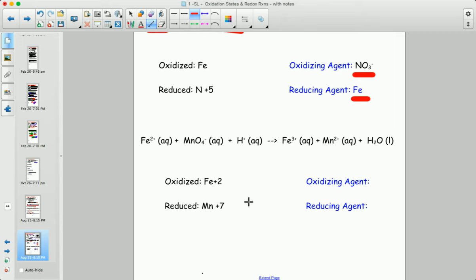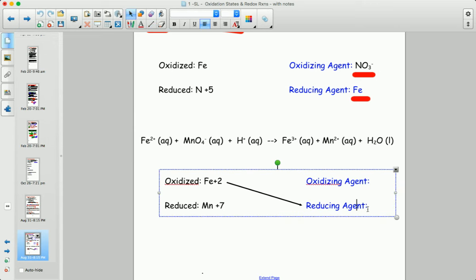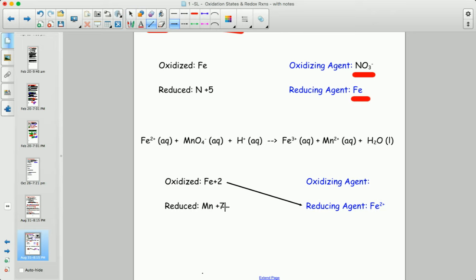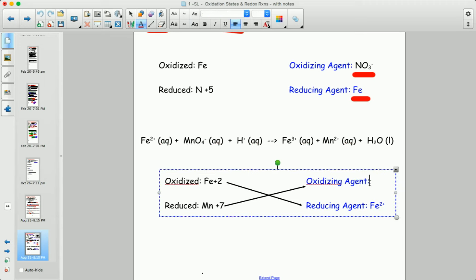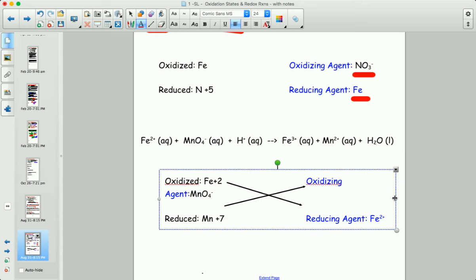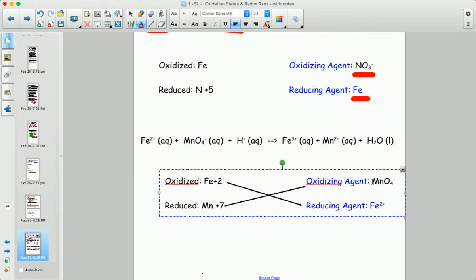So for this last one, you've got Fe2 plus, and again, whatever got oxidized is the reducing agent. I look up here, it's just Fe2 plus, so Fe2 plus, that's our reducing agent. And Mn plus 7, I'm going to bring that up here to the oxidizing agent. But again, I have to check the equation. It looks like Mn was part of something else, and therefore it's not Mn plus 7 that I would call the oxidizing agent. It's the whole permanganate ion, MnO4 minus, that would get called the agent.